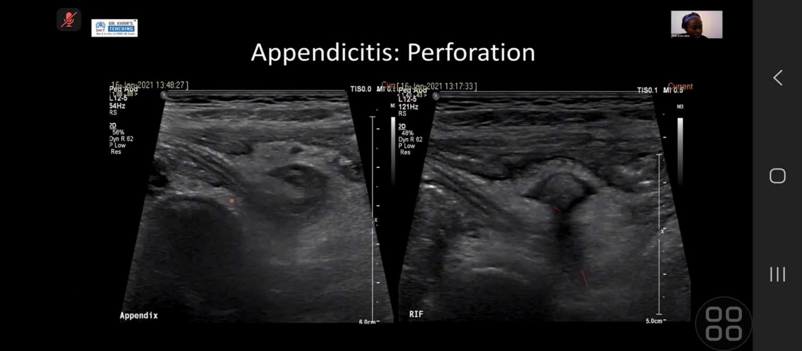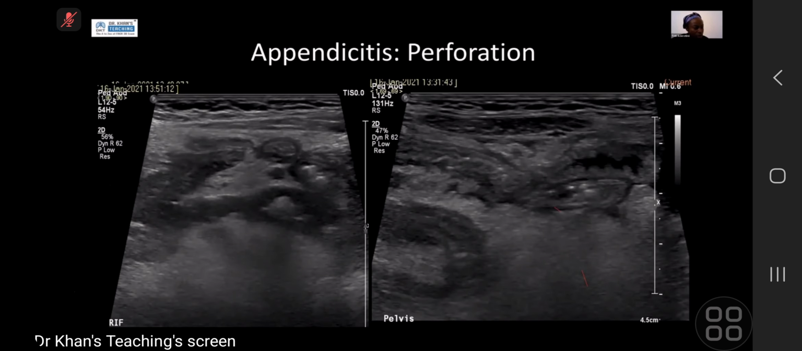And if I ask you to point to the tip of the appendix, I think it would be a challenge. And then just at the tip, we now see this hyperechoic structure with posterior acoustic shadowing, which is in keeping with a fecalith, and there is no appendiceal wall around this, suggesting that this is a perforation and the appendicolith is within the mesentery. And you can see that the fat around this area is very hyperechoic, in keeping with peritonitis.